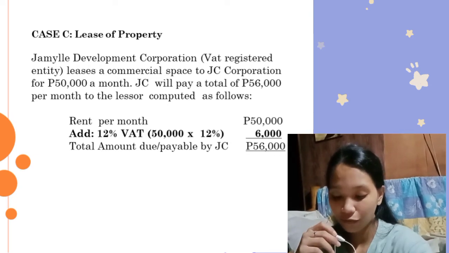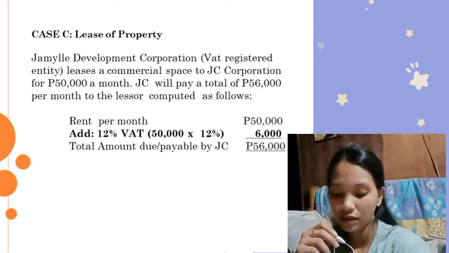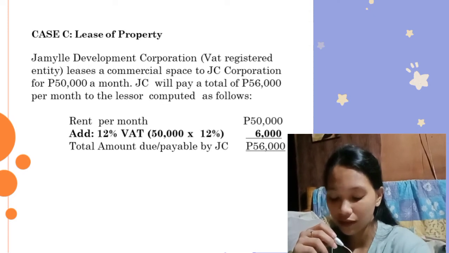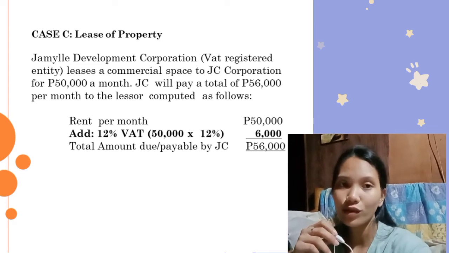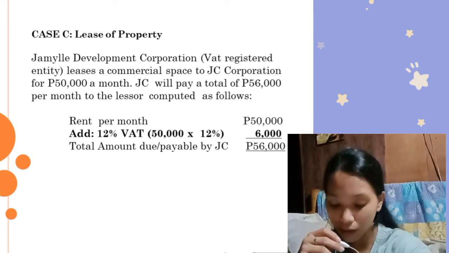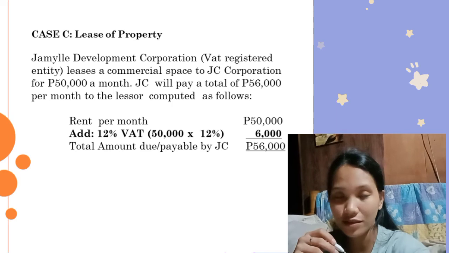get the 12% VAT of 50,000. So this is how we compute the 12% VAT: 50,000 multiplied by 0.12, and that's how we get the 6,000.